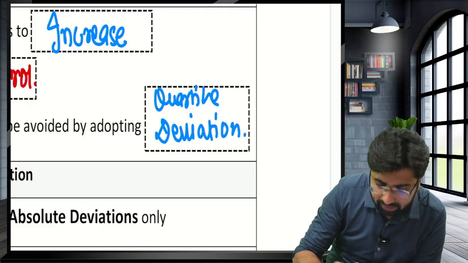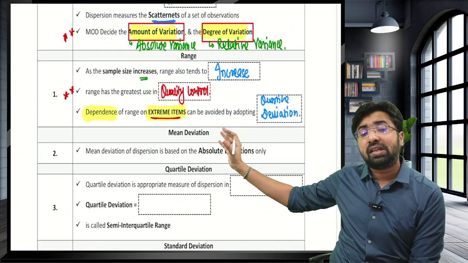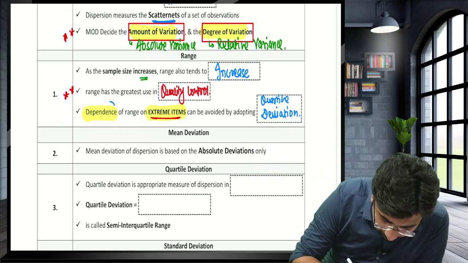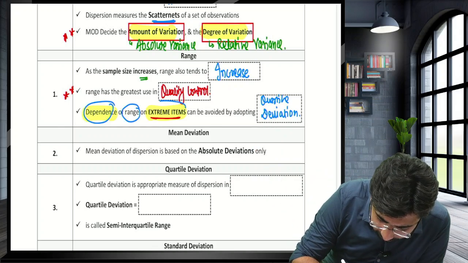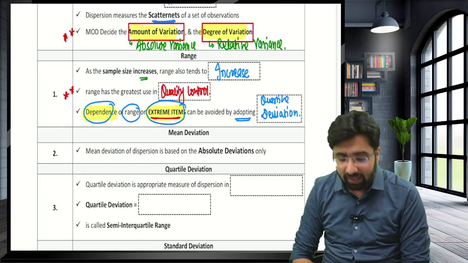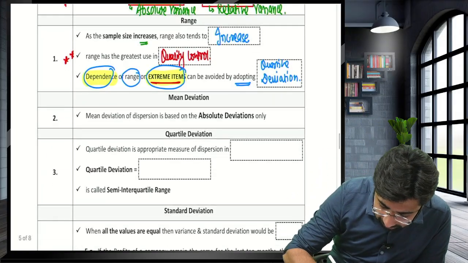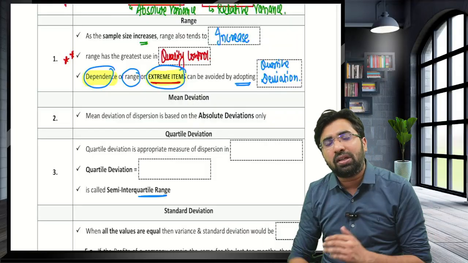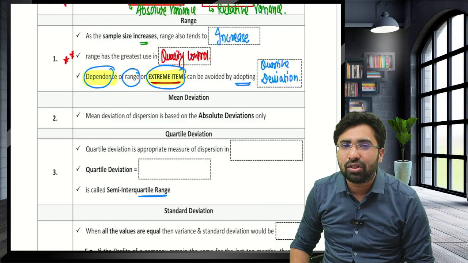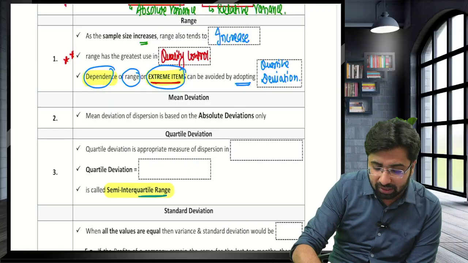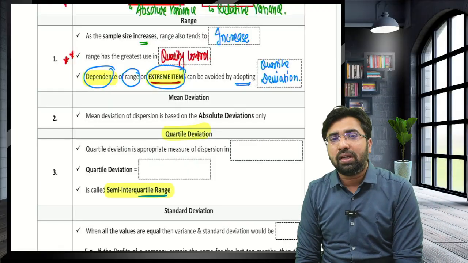I am saying that quartile deviation is a good substitute for the range. If you want to remove the dependency of the range on extreme value, you can do it by calculating the quartile deviation. And that's why the quartile deviation is also known as semi-interquartile range. What you are doing is largest quartile minus smallest quartile.